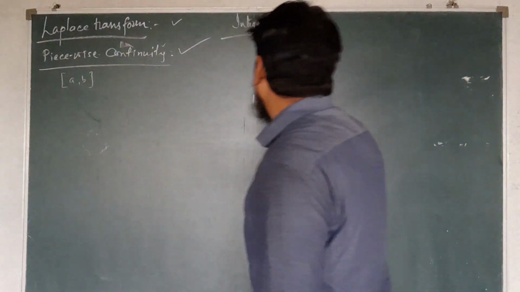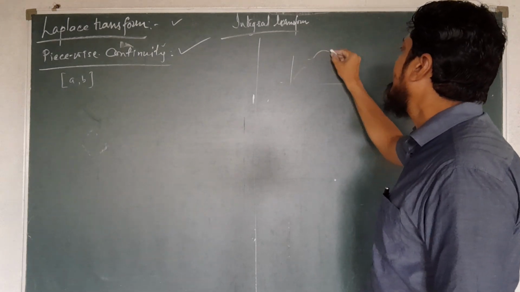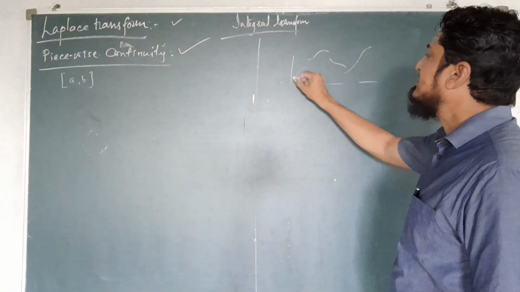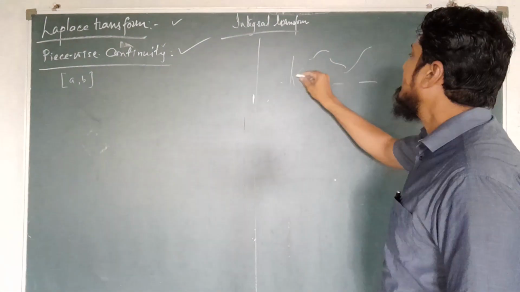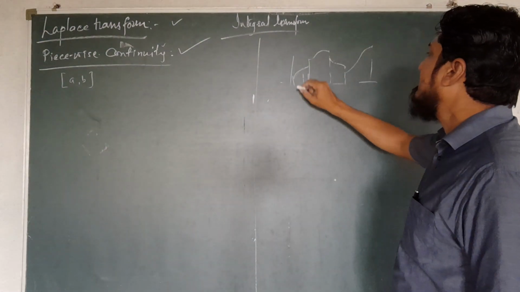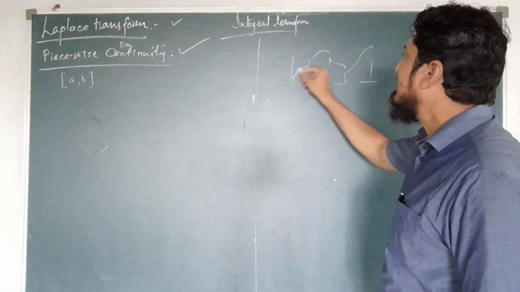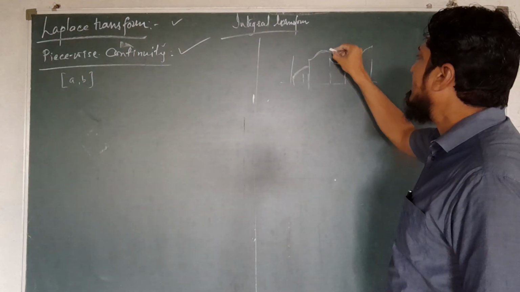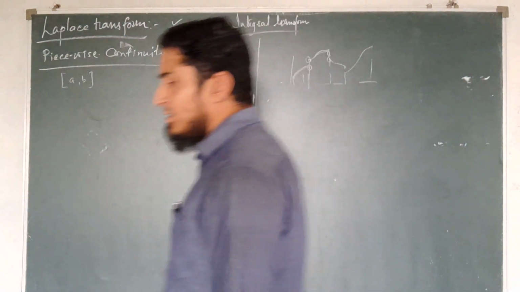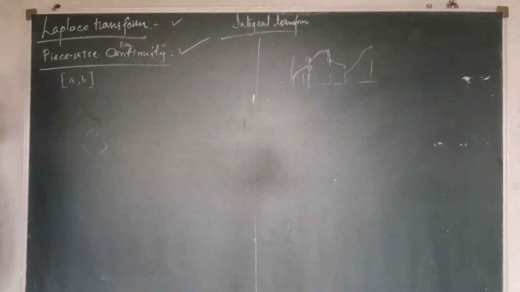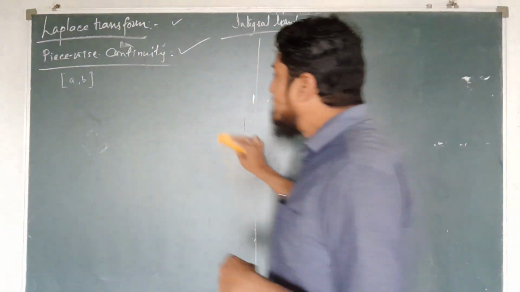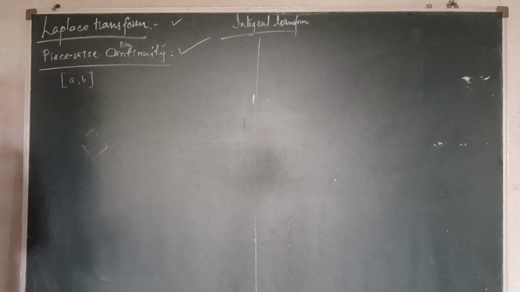We have seen the example in which we drew the graph and saw the continuity of the function in different intervals. The function is continuous in this interval, then again in this interval, but it has different left hand and right hand limits, but both are finite. Such a type of function is called piecewise continuous.